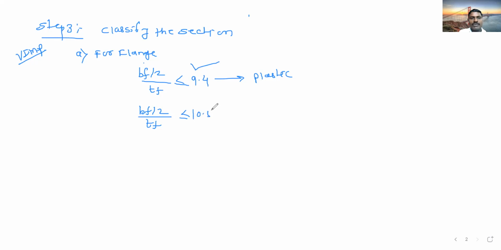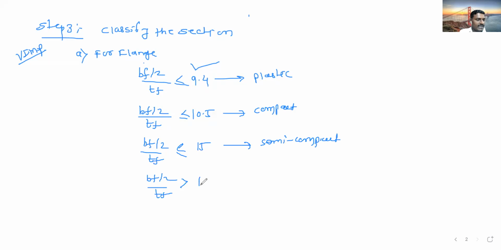BF by 2 divided by TF should be less than or equal to 10.5. म्हणजे 9.4 च्या वरती आणि 10.5 मध्ये असेल तर the classification is compact. BF by 2 divided by TF less than or equal to 15, म्हणजे 10.5 च्या वरती आणि 15 च्या खाली, then semi compact. Then BF by 2 divided by TF greater than 15, the classification is slender.